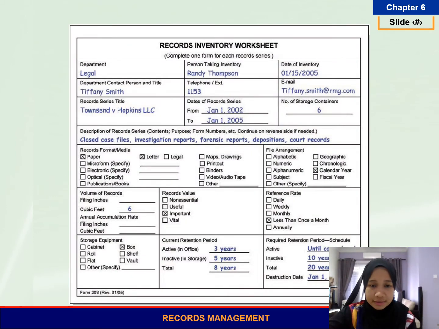So this is a record inventory worksheet, an example of a record inventory worksheet for an organization. Okay, so kat sini ada semua information pasal records tu.